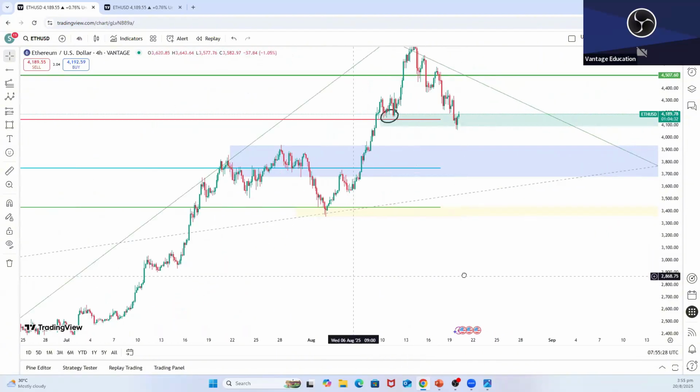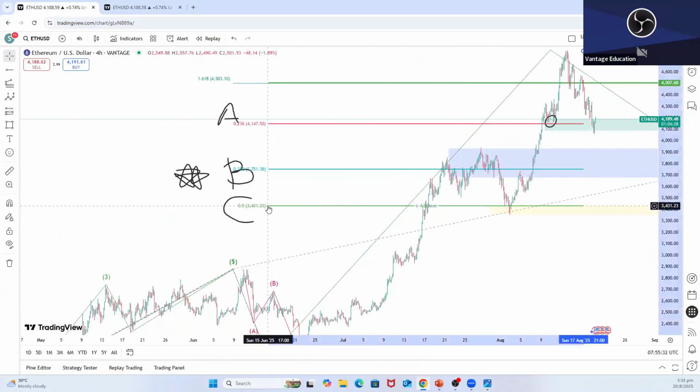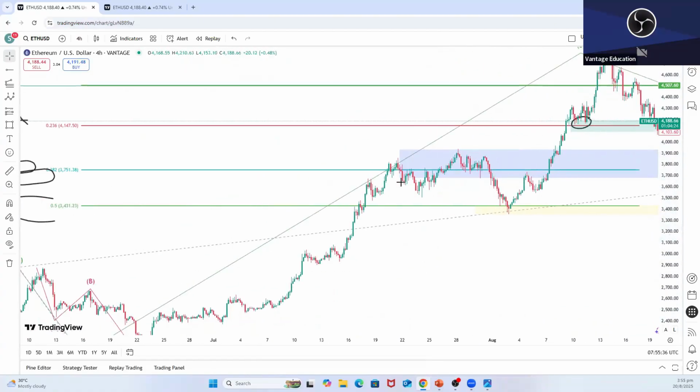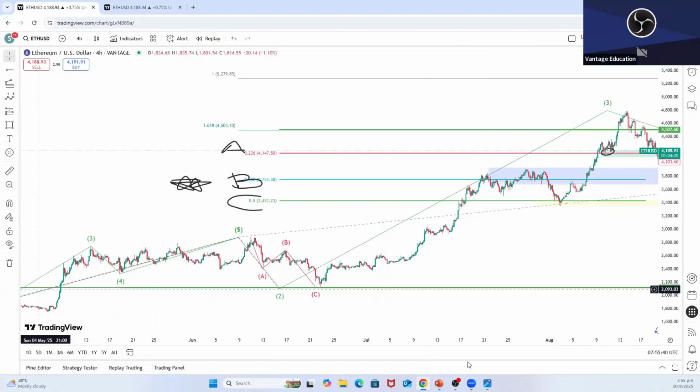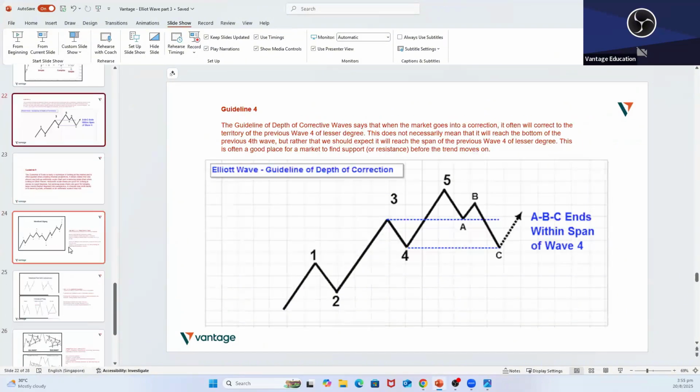Okay, at this current point of time, I'm going to get rid of the green. Why am I getting rid of the green? Because remember what the guideline says. The guideline says if, okay, I need to pull out the guidelines again. Which one was it again?